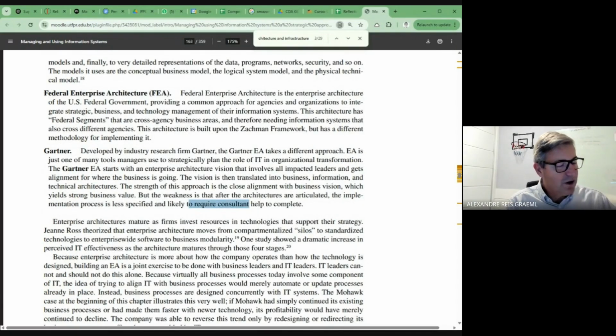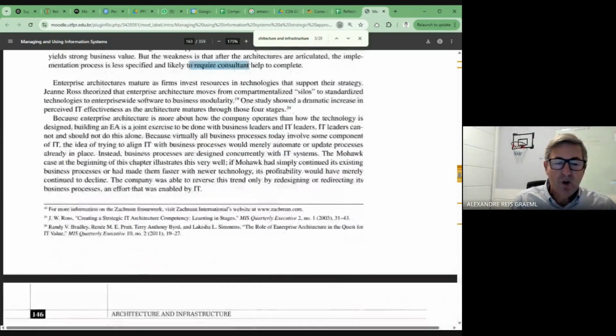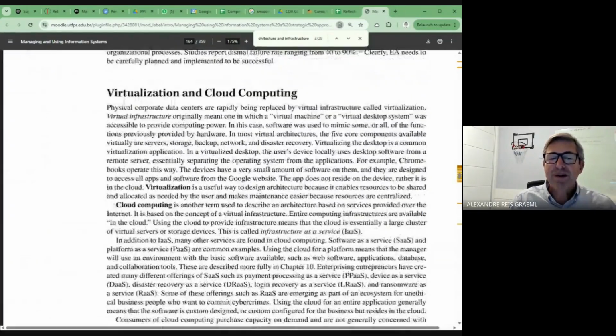What else? And then they have a section here on virtualization and cloud computing, showing the advantages that are provided by those possibilities of architecture. Physical corporate data centers are rapidly being replaced by virtual infrastructures called virtualization. For most companies, it makes no sense any longer to have their own physical infrastructure, although we have already discussed here, and many of you pointed out a few reasons why companies may still wish to have it, right? But the advantage of having or hiring infrastructure as a service is that if you don't need it, you don't pay for it.